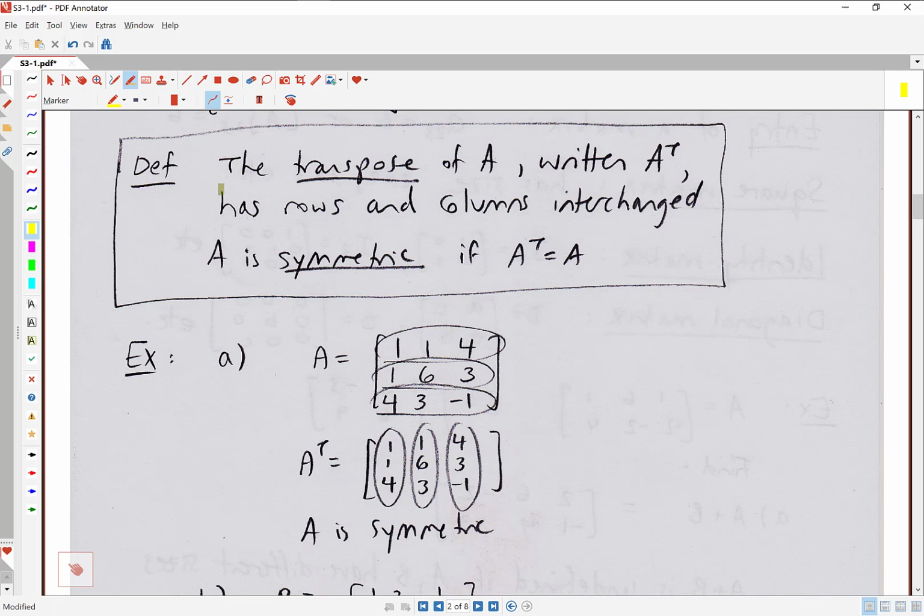So now let's make another definition. The transpose of a matrix A is going to be written A to the T, and it has rows and columns interchanged. Second definition, a matrix A is symmetric if A transpose is equal to the original matrix A. So when you're writing this symbol here, you can call it A to the T, or often we just call it A transpose.